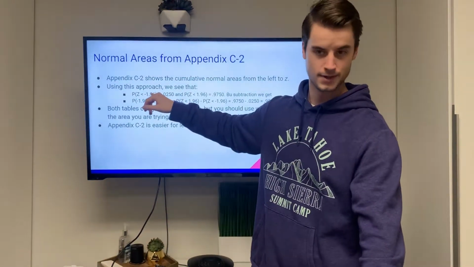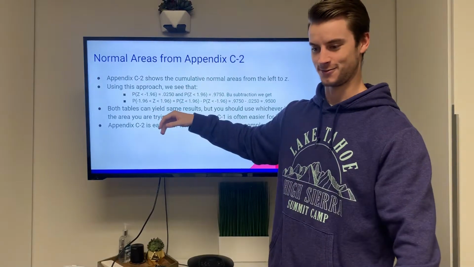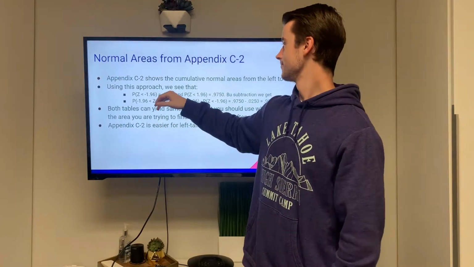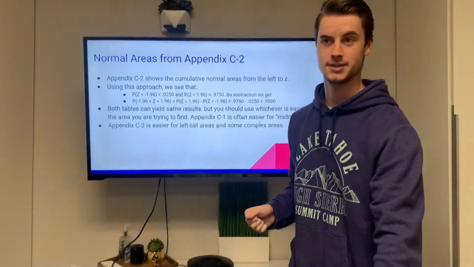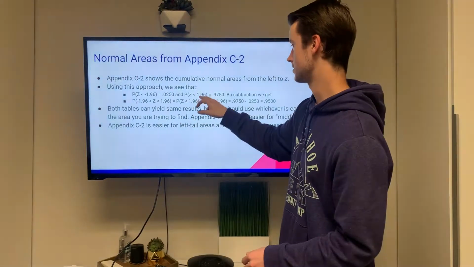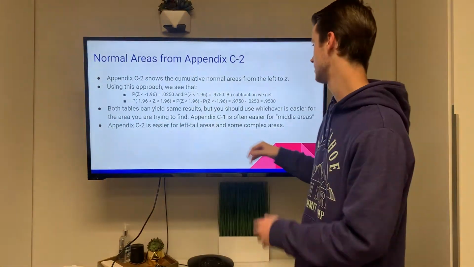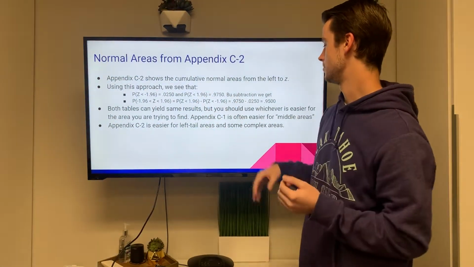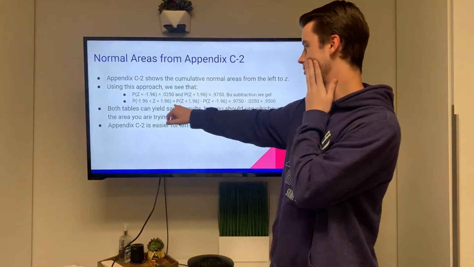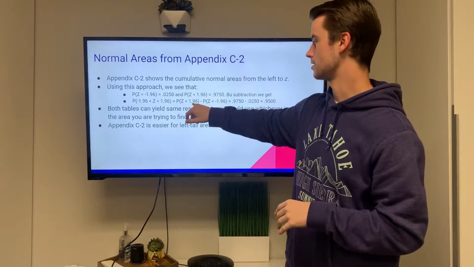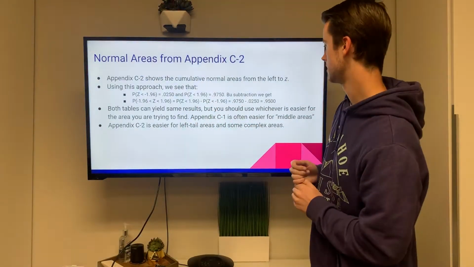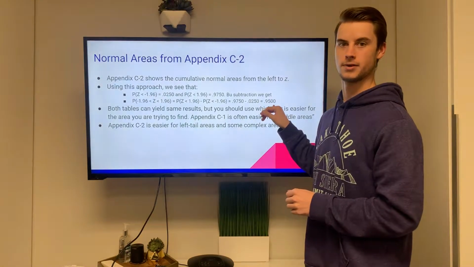appendix. I don't know what the correct way to pronounce it is. I just like appendix better. Anyway, you can calculate this using C-2 because it's everything to the left. This is everything to the left of negative 1.96. This is everything to the left of 1.96. Okay, I missed a but there. Subtraction, we get, like this one here, we could do the probability of z less than 1.96 minus the probability of z less than negative 1.96, and we get the same exact value, right?